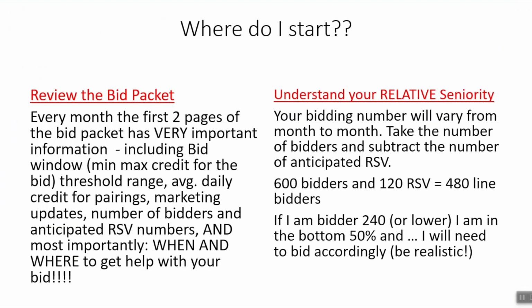You need to really understand what your relative bidding seniority in your base is. Here's an example. If you're in a base with 600 bidders, and there's going to be 120 reserves, that leaves roughly 480 lines. If you're bidder number 240 of the 480, you're right in the middle of the line holders. So not the top third, not the bottom third. Understanding where you fall in your base is very important to understanding what you can and can't hold in your bid.